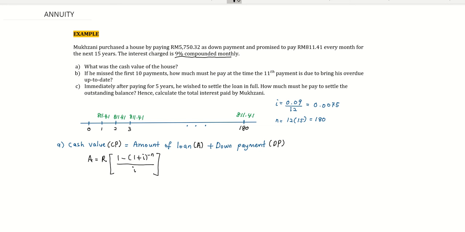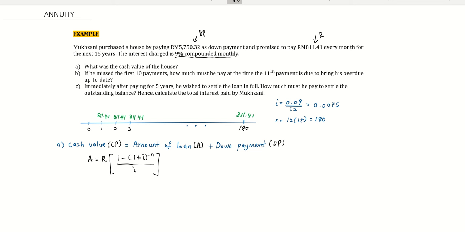Given here is the down payment, which is the partial payment he pays to buy the house, and 811 here is the monthly payment, which he has to pay monthly for 15 years. So for the first question, what was the cash value of the house? Meaning we want to find the original price of the house.